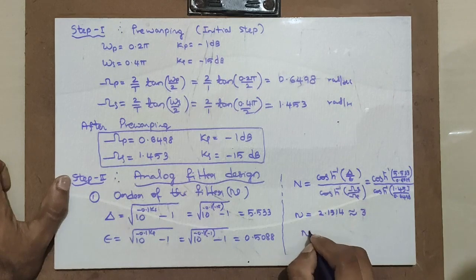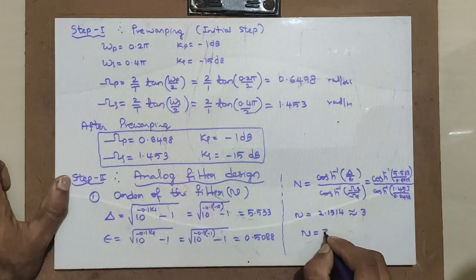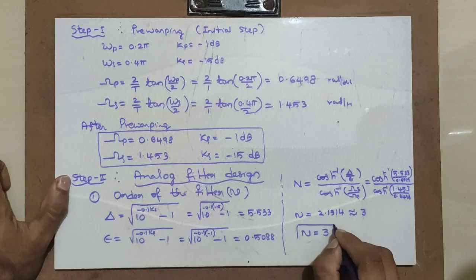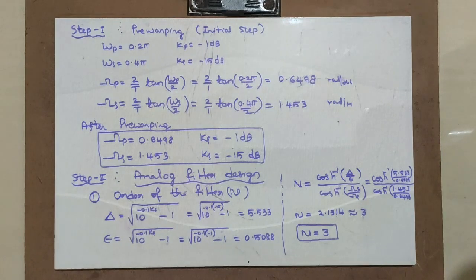Hence, after the first step, in step 2, N has come out to be the third order. The order of the filter is 3. Let us go ahead with the next step. You know that the next step is to find the pole position. Let us do that.